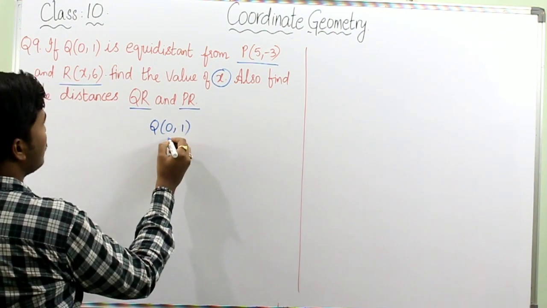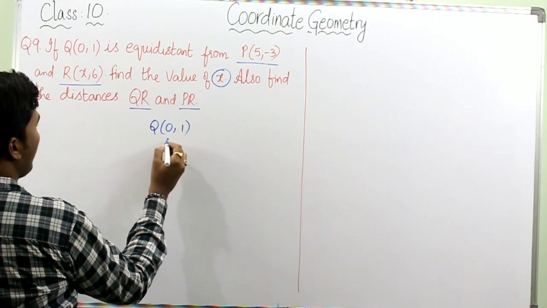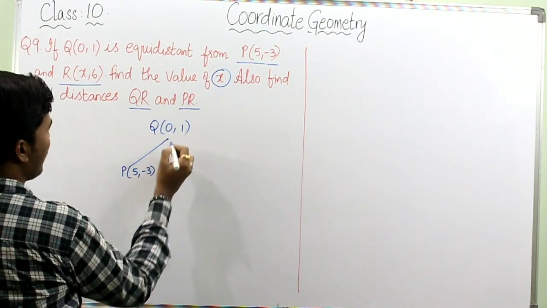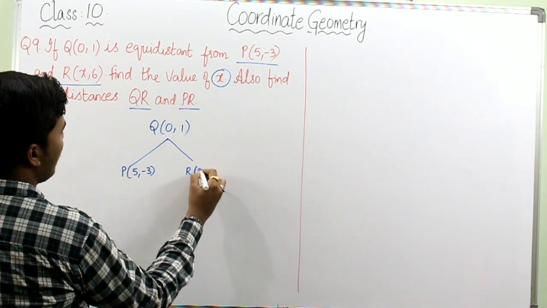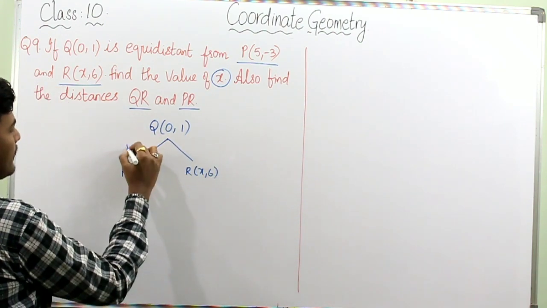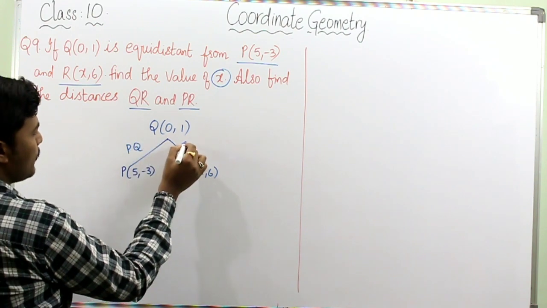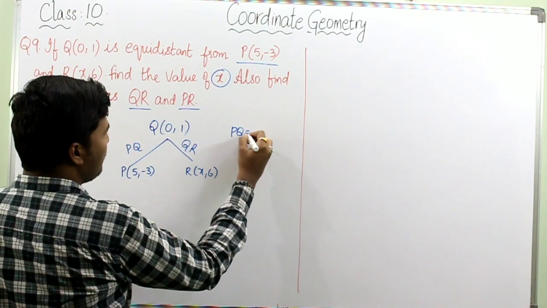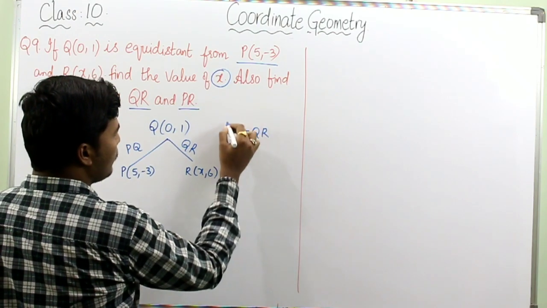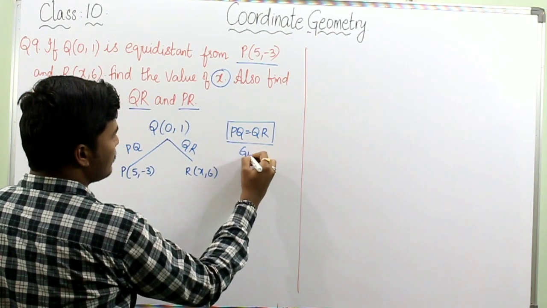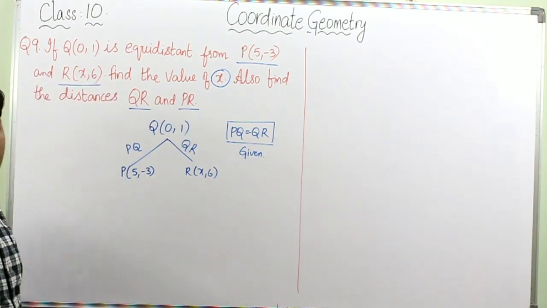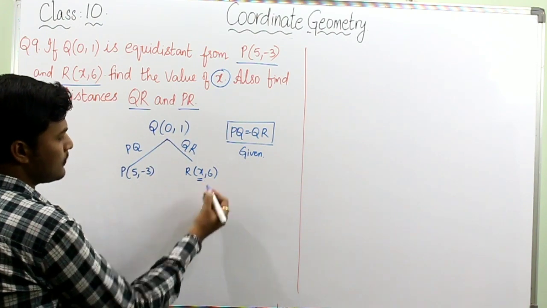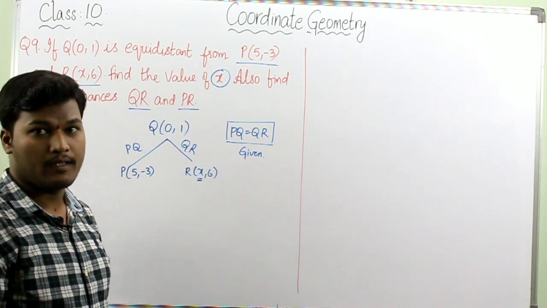From this Q, the remaining points, that is P(5, -3) and R(x, 6), are at equal distances, that is, the distance PQ and the distance QR are equal. PQ is equal to QR, that is given. So by using this hint, we have to find out the value of x.